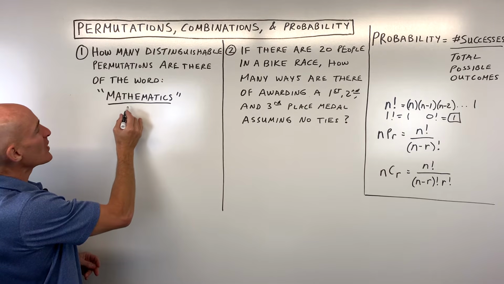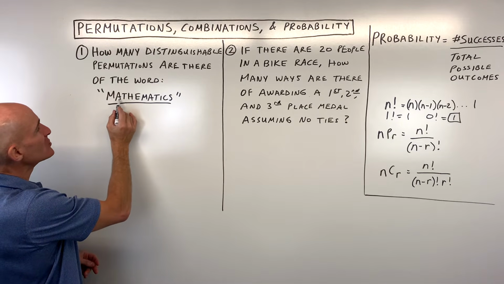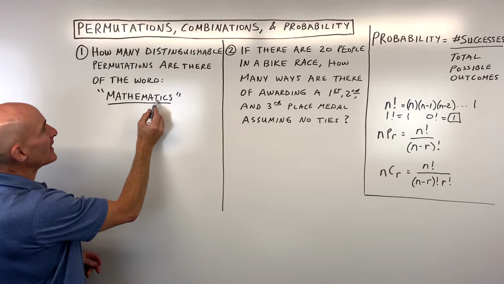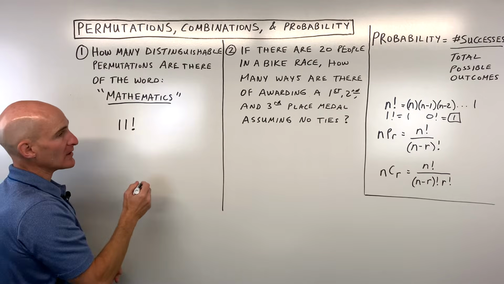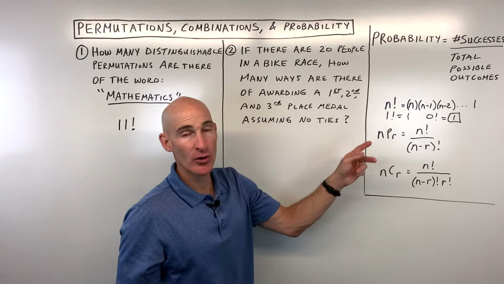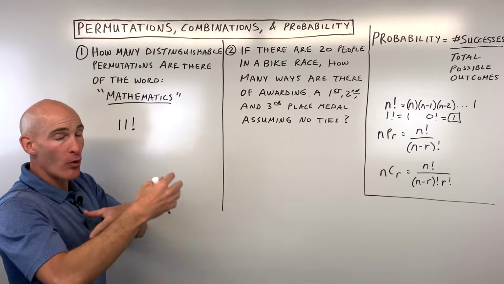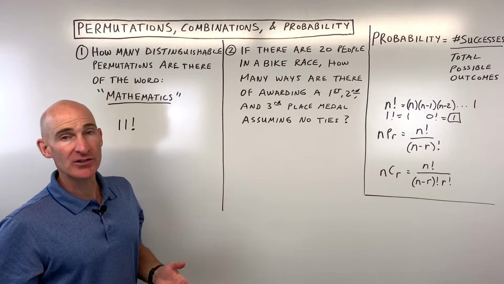So an easier way of doing this is, let's count how many letters there are. 1, 2, 3, 4, 5, 6, 7, 8, 9, 10, 11. So there's 11 factorial ways, okay? Remember we talked about n factorial? There's 11 factorial ways of ordering all those letters.